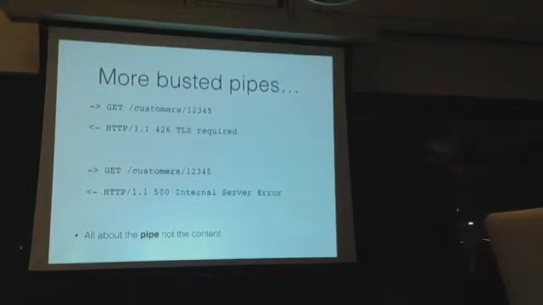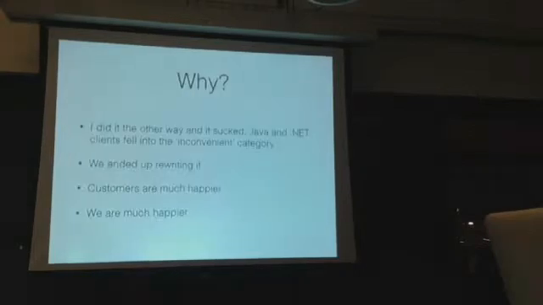The same thing with like if you require TLS. If someone tries to hit your HTTPS endpoint and they hit it with just HTTP, you can bounce them back with a 426, which means TLS is required. And again, that's because the person who's using your API, their pipe, their connection to you is what's busted. And if your server actually fails for some reason, it spits out a 500. Again, it's the pipe that's broken there. We don't actually start to confuse the contents of that.